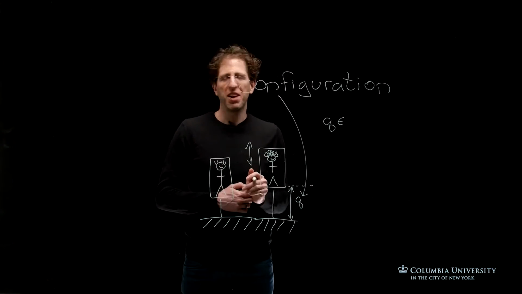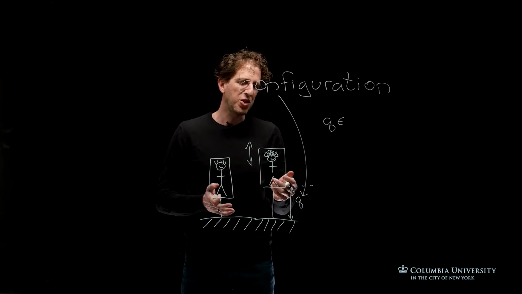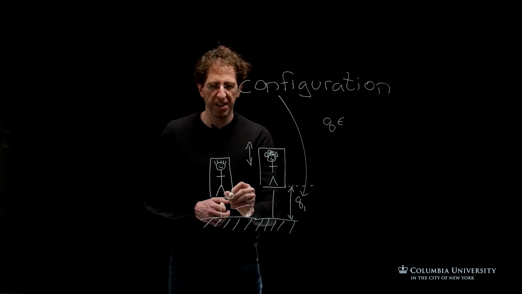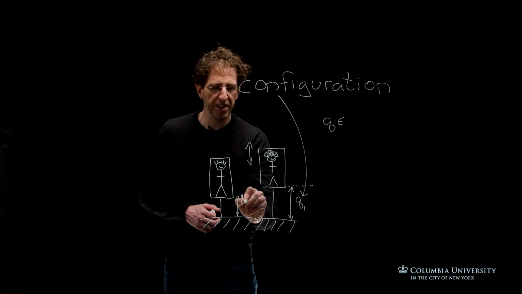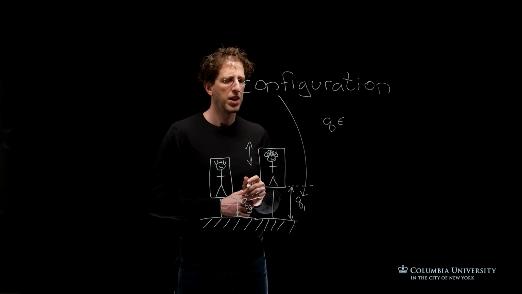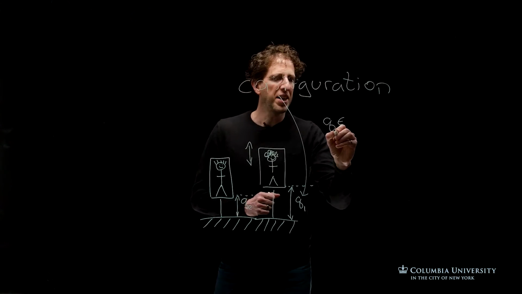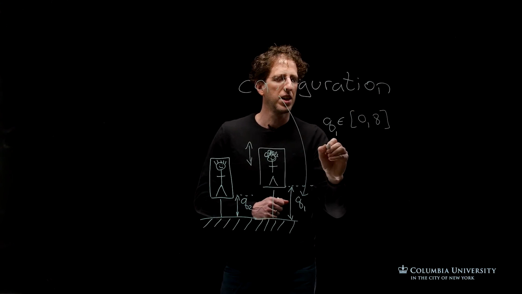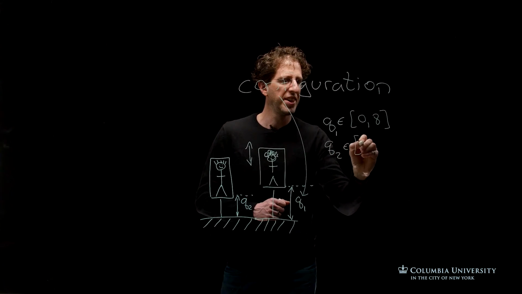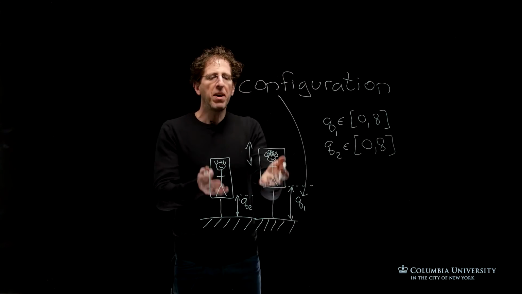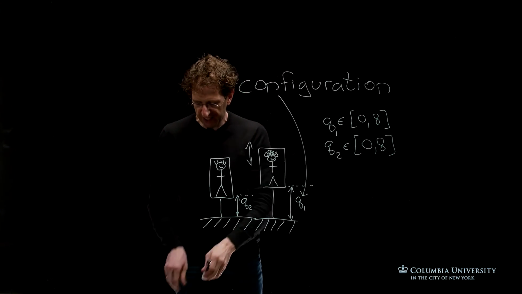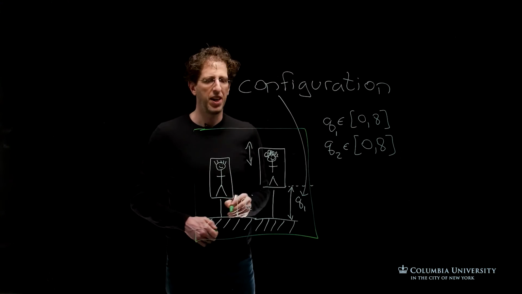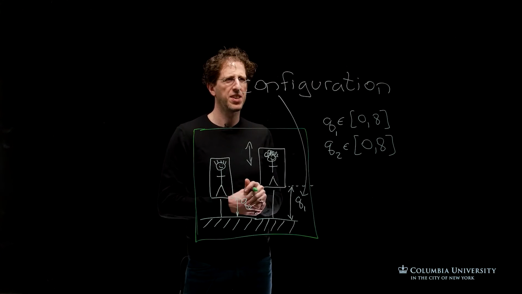And of course, the elevators don't have to be at the same height. So let's describe the position of each elevator. Let's use Q1 for one of the elevators. And let's describe the other elevator by a height Q2. So now Q1 is going to be in the range of 0 to 8. And Q2 is going to be in the range of 0 to 8. But I might want to think of this pair of elevators as being one physical system. Not two separate systems, but one physical system.